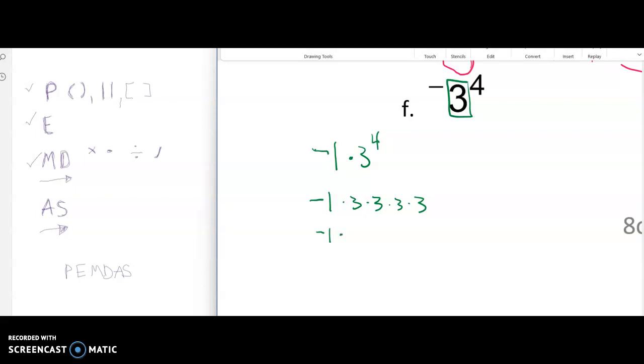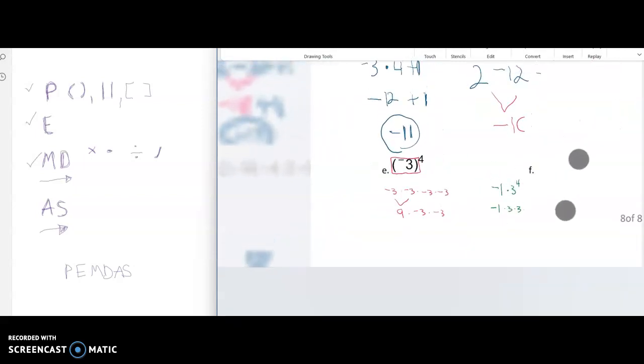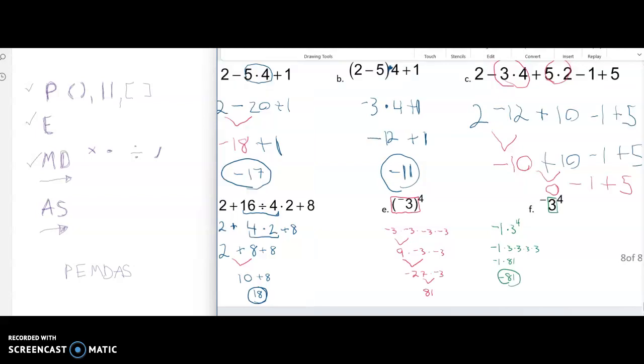3 to the fourth is 81. Finally, we'll get an answer of negative 81. So you can see that E and F were similar problems, but that one results in a negative answer and one results in a positive answer.